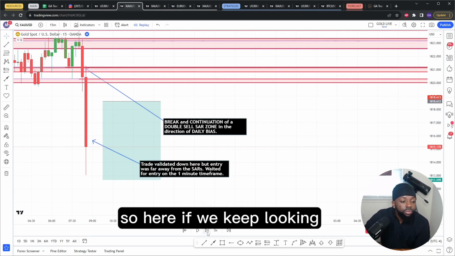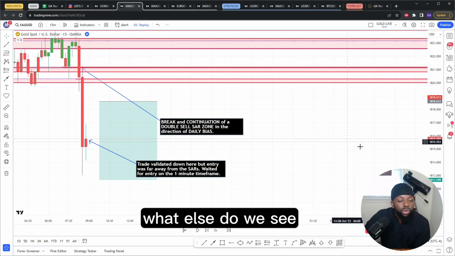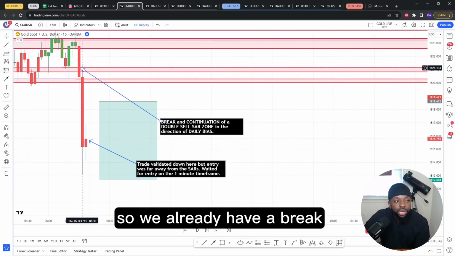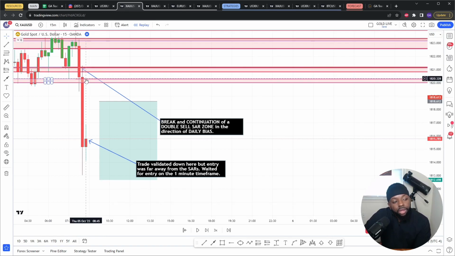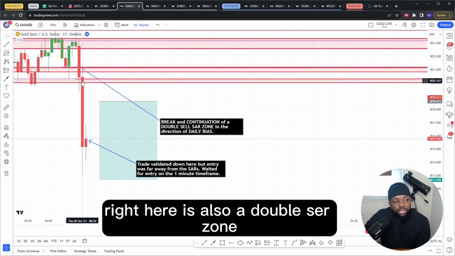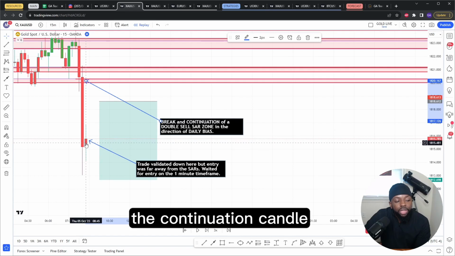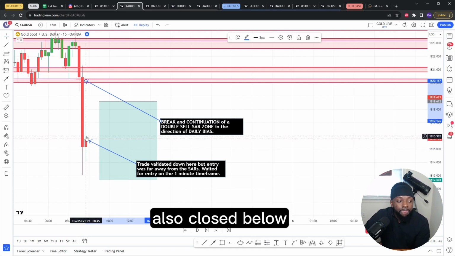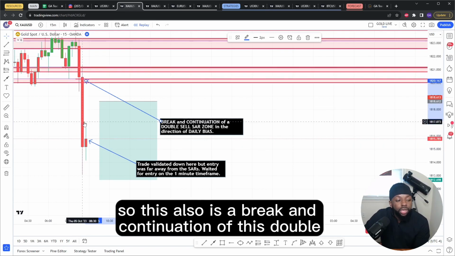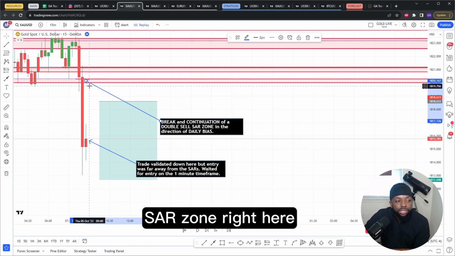So here, if we keep looking, what else do we see? We already have a break and continuation of that zone. Also, this one right here is also a double SAR zone. So this candle broke and closed below, the continuation candle also closed below. So this is also a break and continuation of this double SAR zone right here.